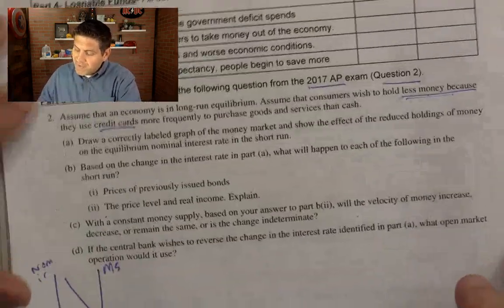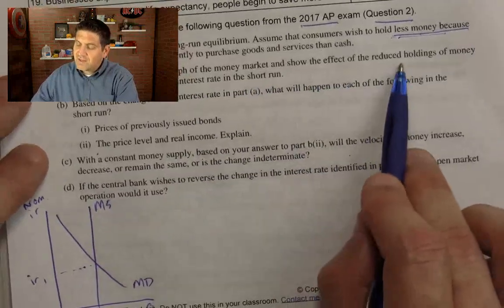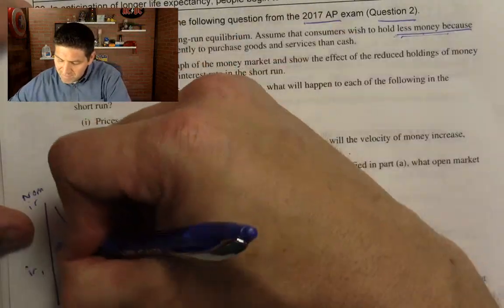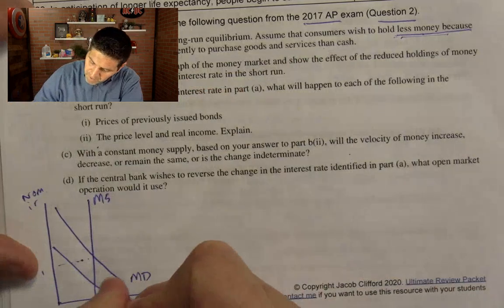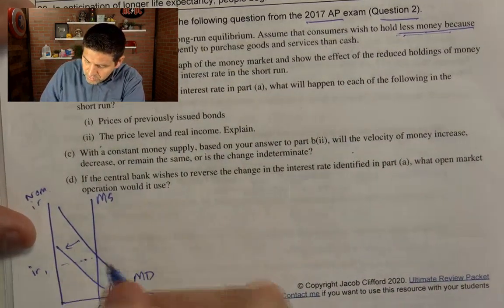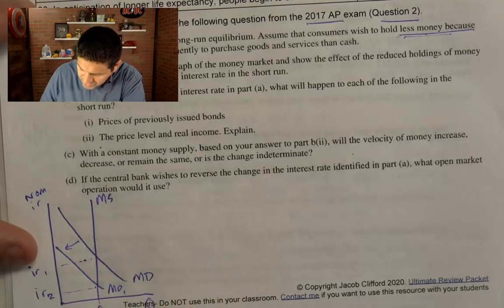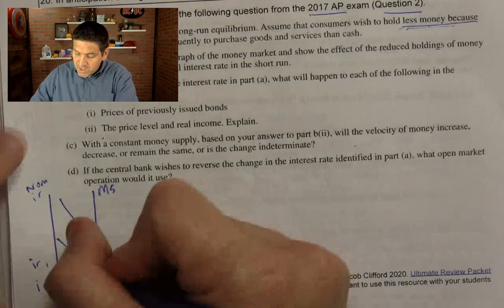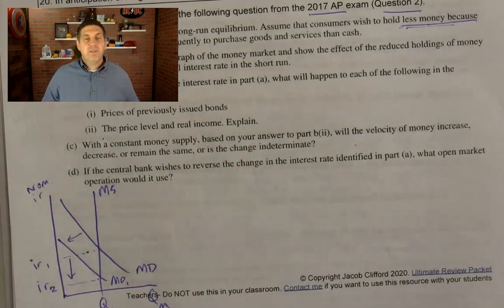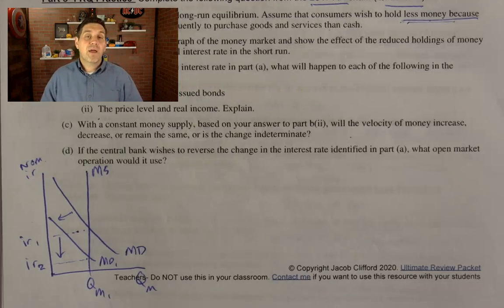So what's happening on this one? Well, it says, draw a correctly labeled money market graph, show the effect of reduced holding of money. This is a demand shift. Money demand, MD1, has now increased, so I'll draw an arrow. I'm sorry, decreased. So now this is the new interest rate. I'll put interest rate 2 right there. Notice the interest rate has now fallen. The nominal interest rate has fallen. Again, the reason why is people are holding less money, demand for money has fallen.